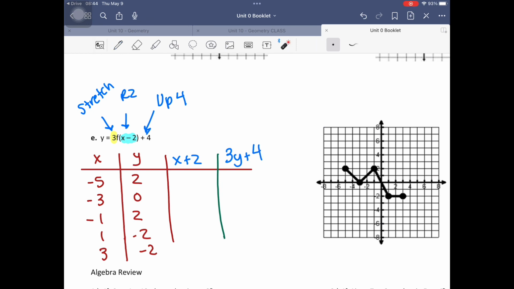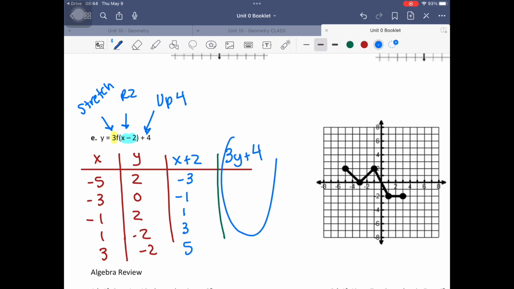So notice how this is a little bit different than the rest. We have two things going on now. Okay, so now's the time. If you need to get your calculator, please do so. But we're going to write all our values here. So all of these, I just need to add 2 to our x values. So -5 plus 2 would be -3. And then we have -1. And then we have 1, 3, and 5.